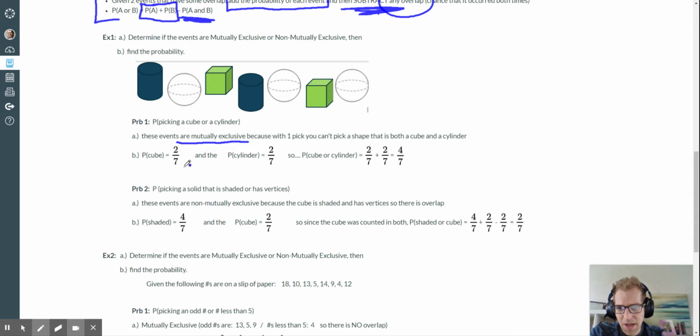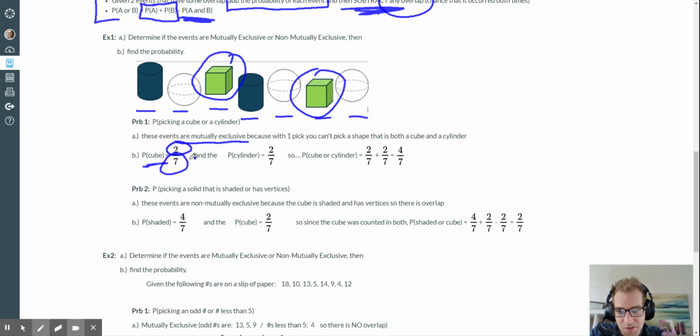Okay, so now let's think of the probability here. The probability of being a cube looks like, if we look up here, there's 1, 2 that are cubes. So we put the 2 right there, and there's a total of 1, 2, 3, 4, 5, 6, 7 shapes. So you put the 7 on the bottom. So 2 over 7 would be the probability of randomly picking a cube.